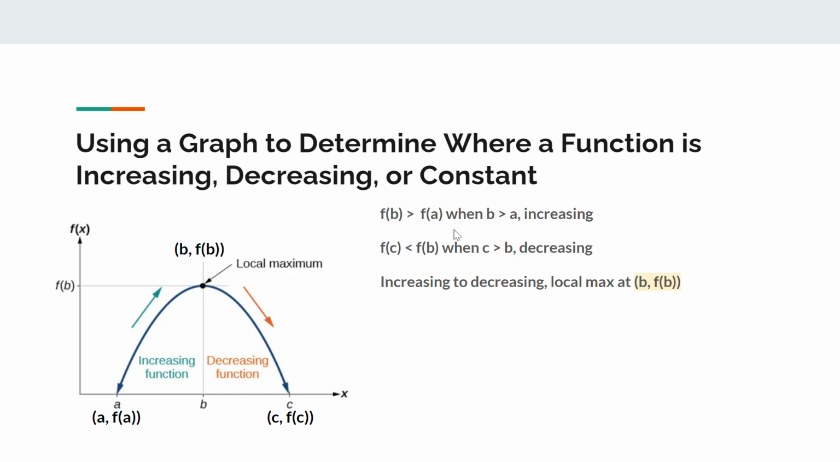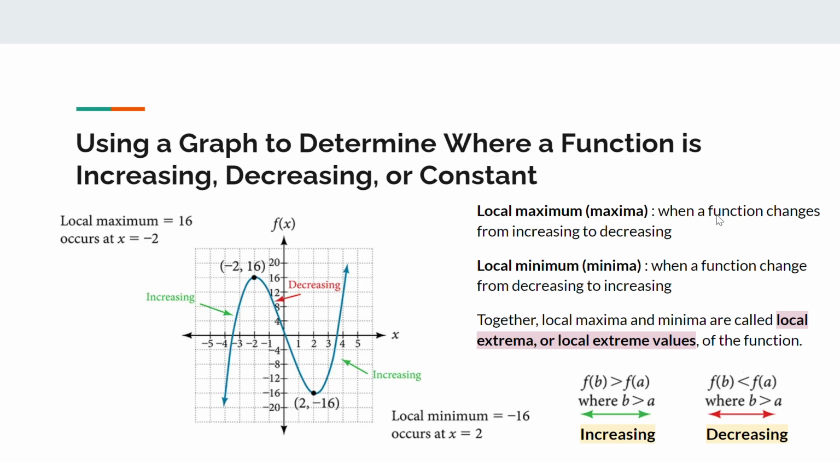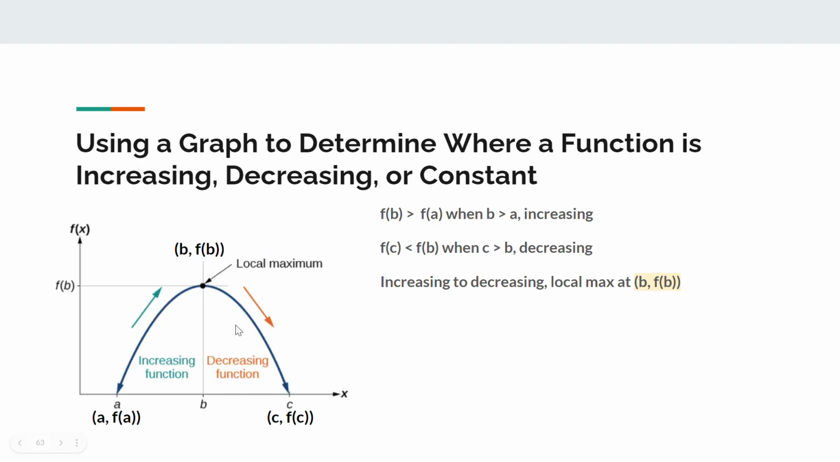Here's an example that we can take a look at. This part of the function is increasing because f of b is greater than f of a, yes, and b is greater than a. And this part of the function is decreasing because f of c is less than f of b, right? And c is still greater than b, so this part is decreasing. Here, this point b comma f of b is a local maximum. Why? Because the function changes from increasing to decreasing. That's the local maximum of this function.